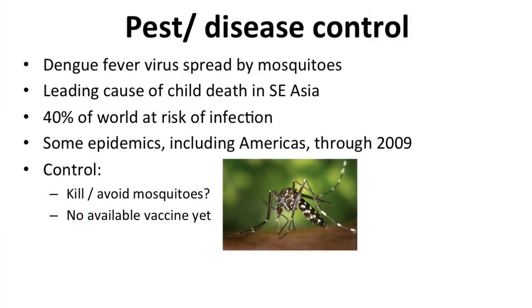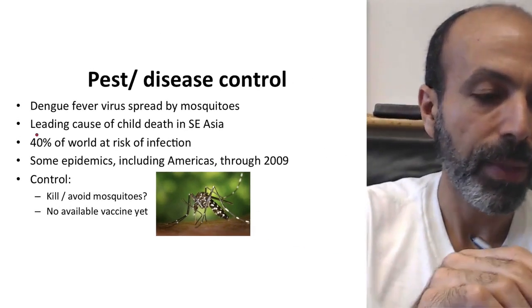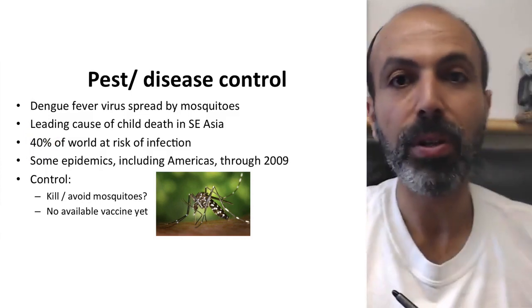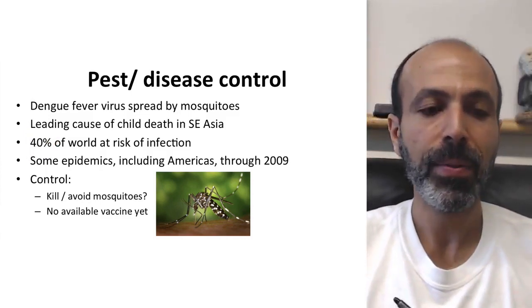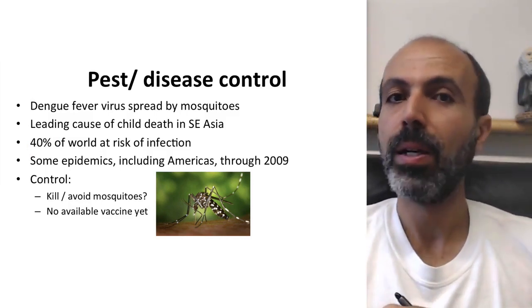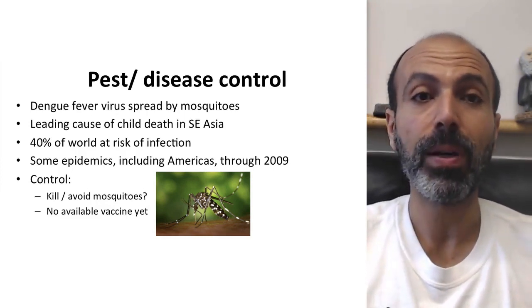So let's start by looking at dengue. Dengue is obviously a bad disease. It is caused by a virus, which is spread through mosquitoes. It is, in fact, the leading cause of childhood death in Southeast Asia. And not just Southeast Asia, but 40% of the world is at risk for infection from dengue. There have been epidemics in various parts of the world, including here in the Americas, as recent as 2009. And they'll probably continue to happen for quite some time.